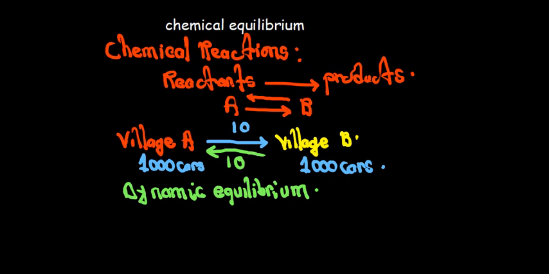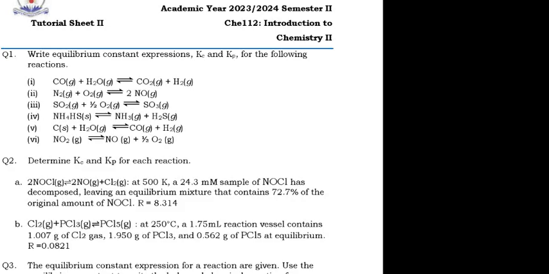In expressing chemical equilibrium, we can use different methods. If you look at the question we've been given, we need to write the equilibrium constant expressions for Kc and Kp for the following reactions. So for Kc, let's look at the question here and express it in terms of Kc. For Kc, we're expressing this chemical reaction in terms of its concentrations. The formula is very easy. You just look at it from this angle.